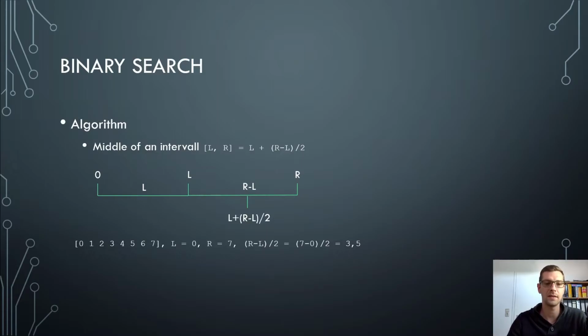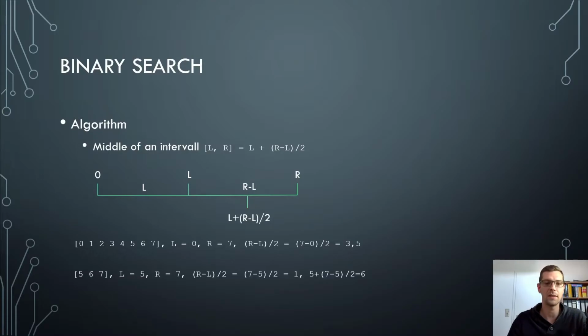So if we have the indices 0 to 7, then our left is 0 and our right is 7. So we have right minus left divided by 2, which is 3.5. And there we can decide whether we want the 3 or the 4 as our middle index. That is kind of clear, I think.